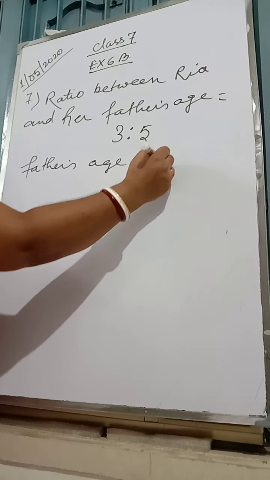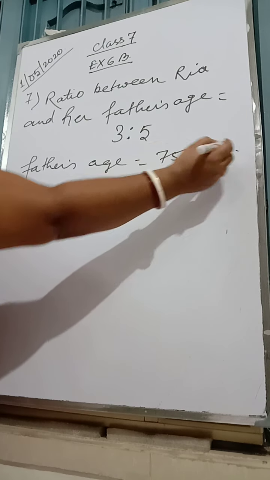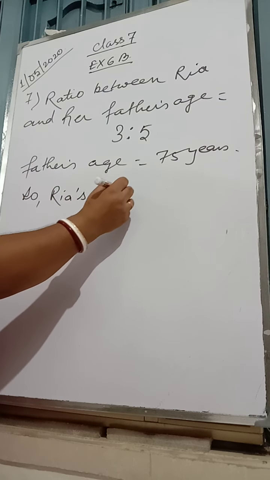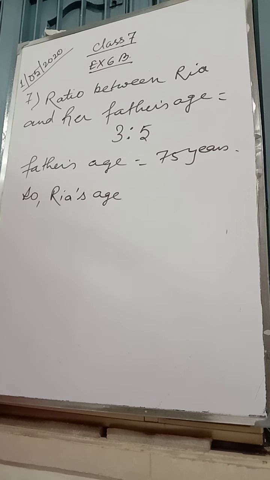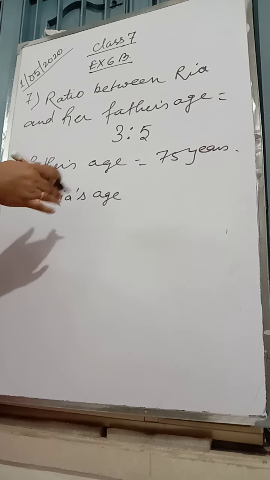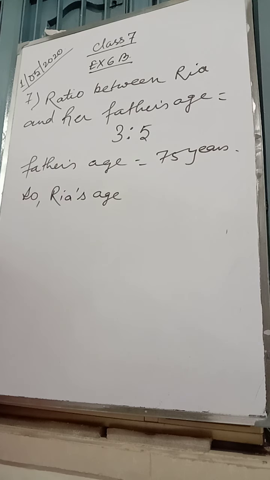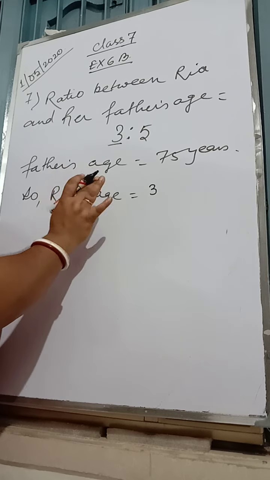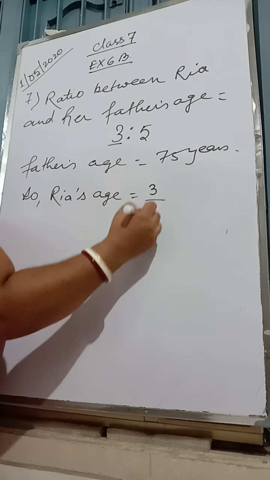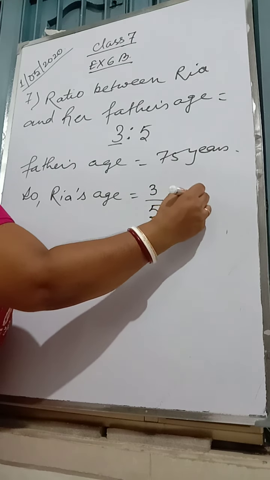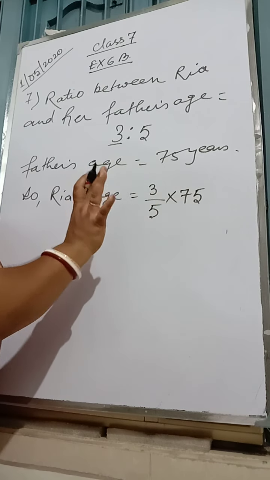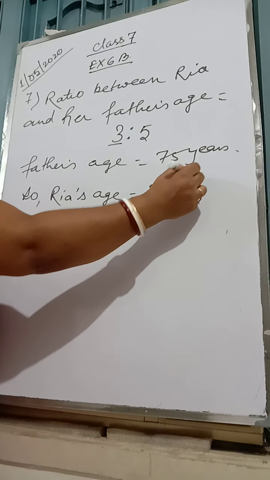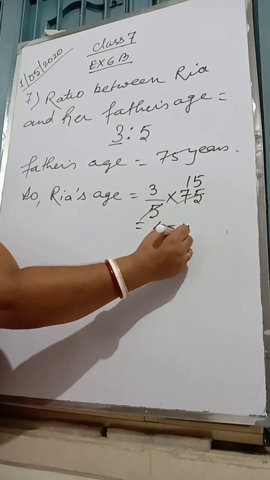Father's age is 75 years. So Ria's age you have to find. Let Ria's age be x. So 3:5 proportion with x is to 75. But no need to go that much. Just what we are going to do, Ria's age is represented by 3, so we write it as a numerator, 3 by 5 into 75. It is 3 out of 5, so out of 75 how much? So we just cancel: 15 fives are 75, 45 years.